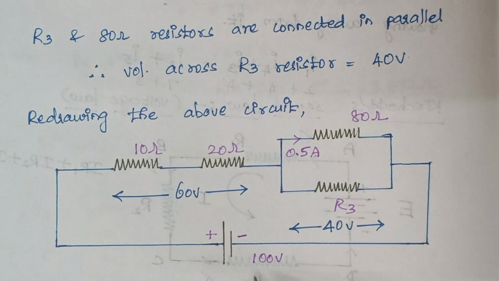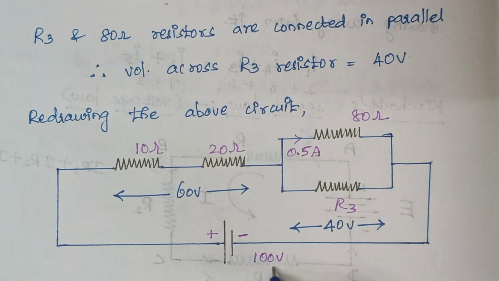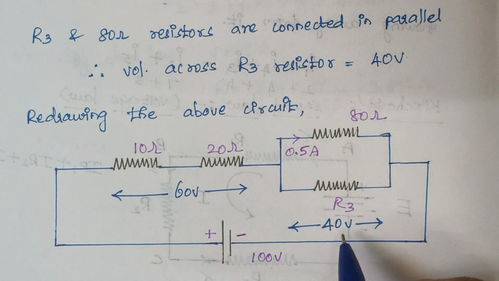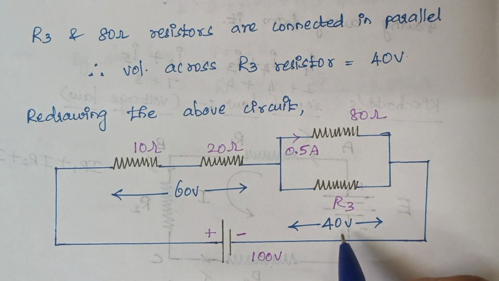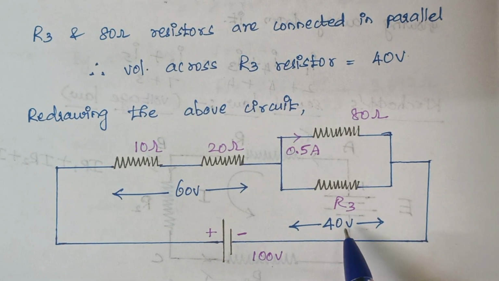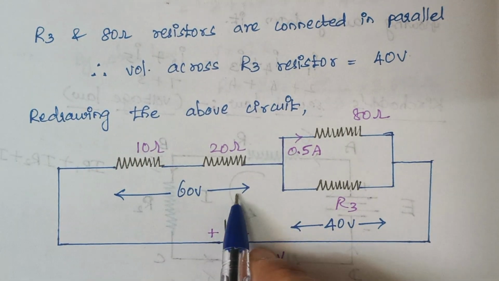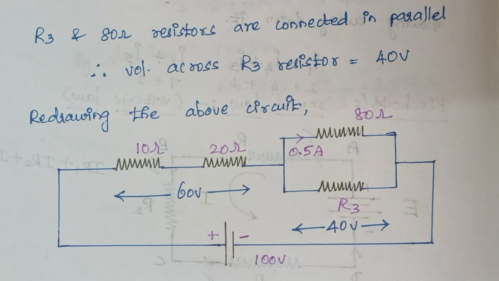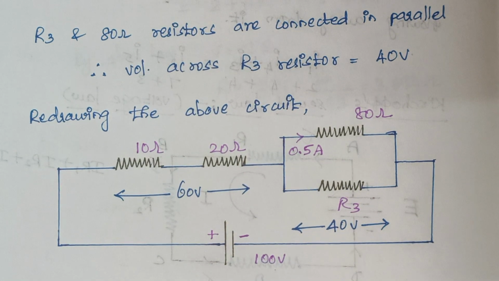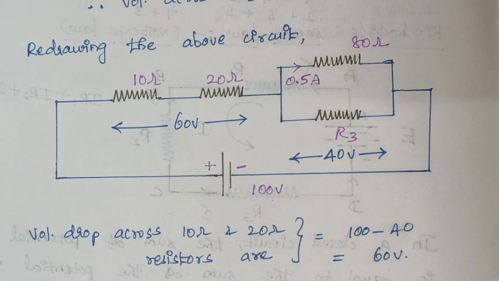Right. So here the total supply voltage is 100 volt. If 40 volt goes here, what about the remaining voltage? The remaining will be 100 minus 40, that is equal to 60, and that 60 volt exists across these two resistors. Right. So that is our next step here.